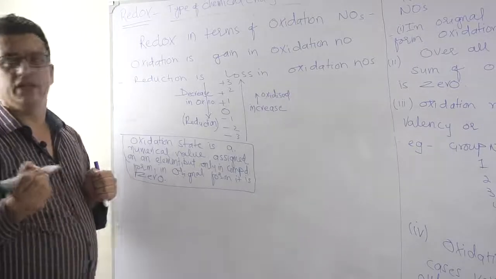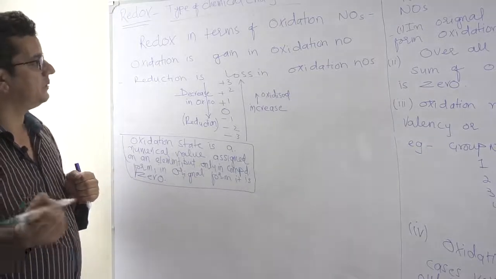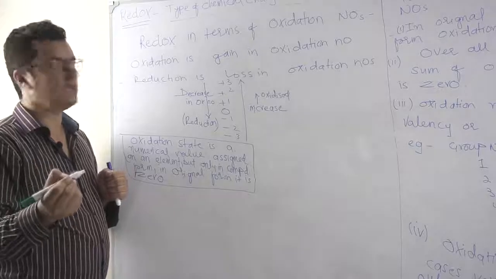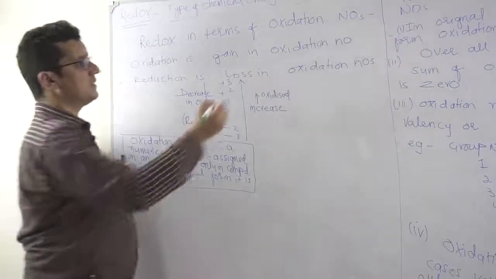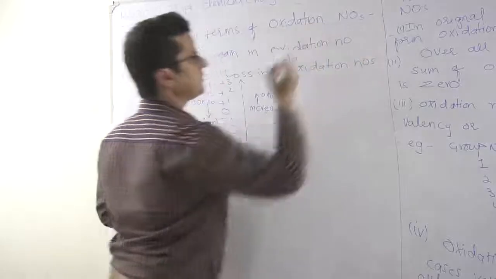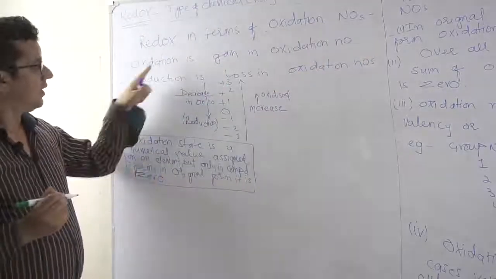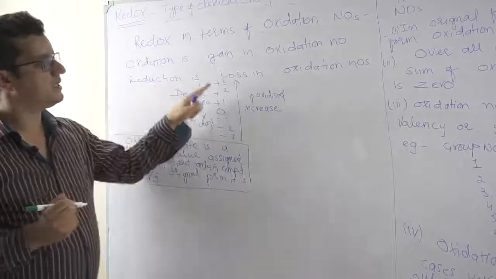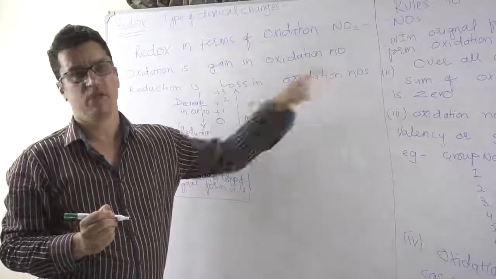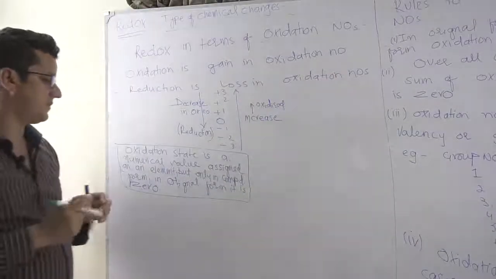So we'll carry on with the redox reactions, and the most important case to explain redox, the most convenient and helpful way, is redox in terms of oxidation numbers. Oxidation is gain in oxidation number and reduction is loss in oxidation number. Now what does oxidation number stand for?